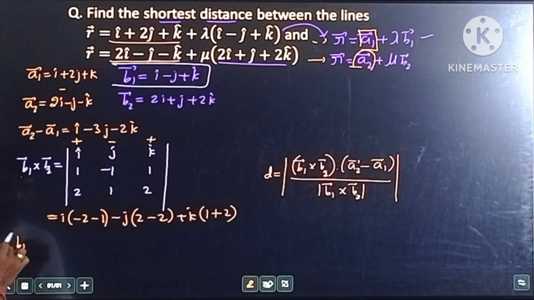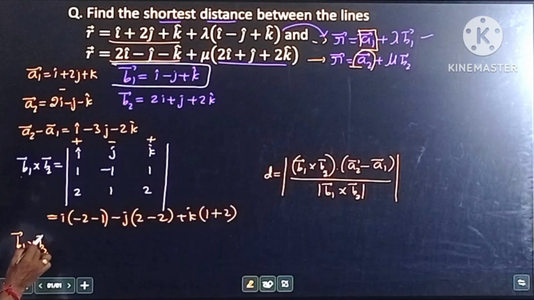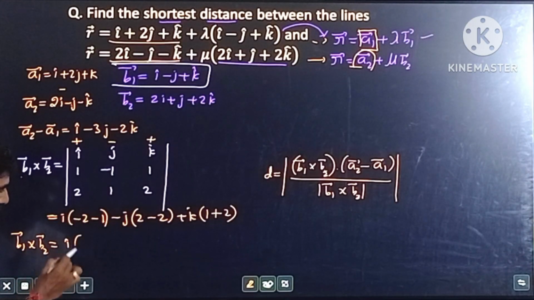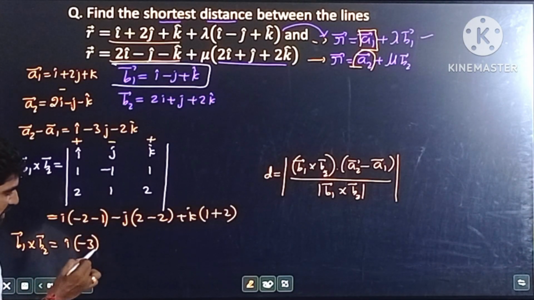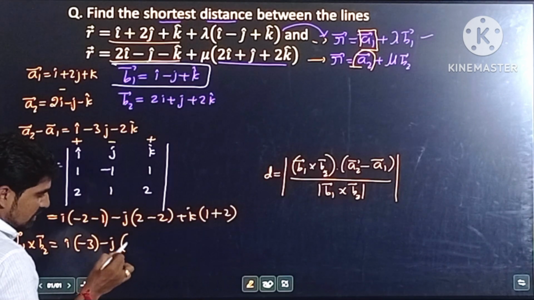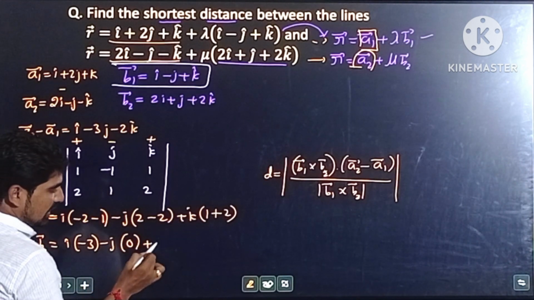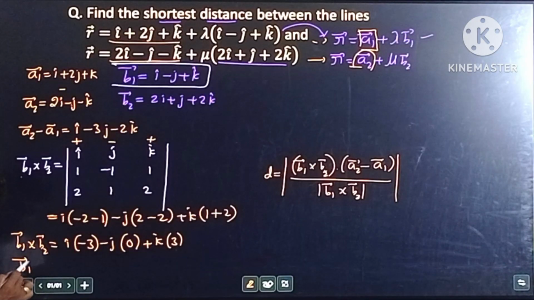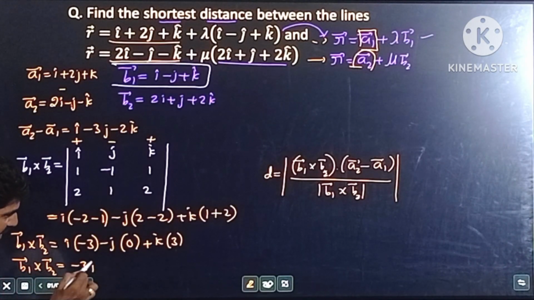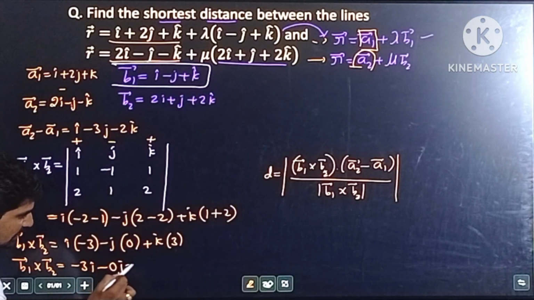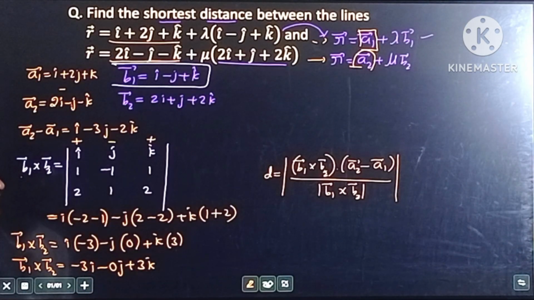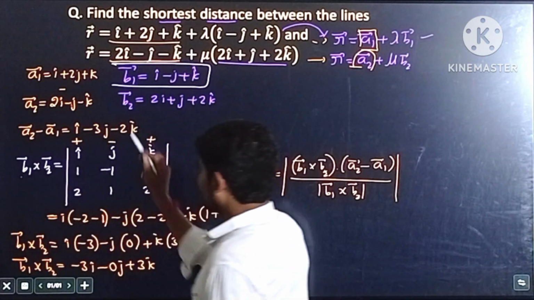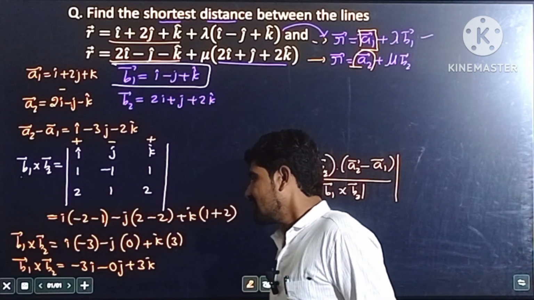Therefore b1 vector cross b2 vector is equal to i cap into minus 2 minus 1, which is minus 3, minus j cap into 2 minus 2, which is 0, plus k cap into 1 plus 2, which is 3. So finally the required b1 vector cross b2 vector is equal to minus 3i minus 0j plus 3k. So we got a2 vector minus a1 vector and b1 vector cross b2 vector.